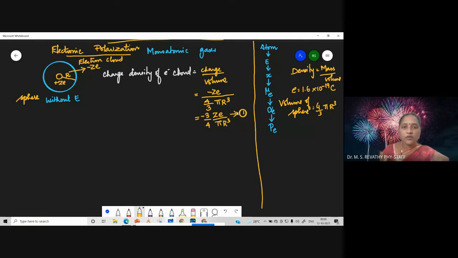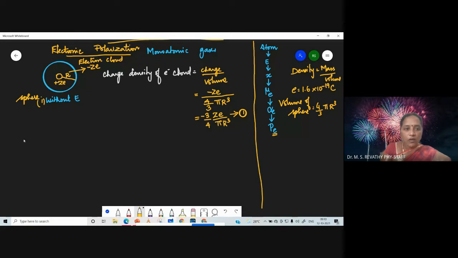So I'm just giving you the derivation, but in between sentences and all, you have to refer to the learning material and you have to write. I'm just giving all the important equations for how we are going to get the polarization. So consider an atom, all those stories you have to write in between. Okay, so we have completed without the electric field.